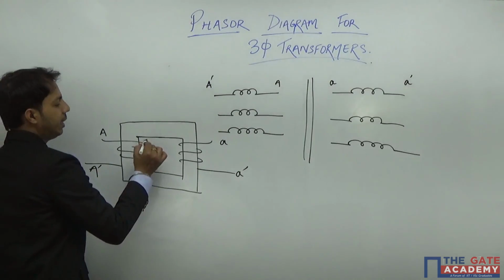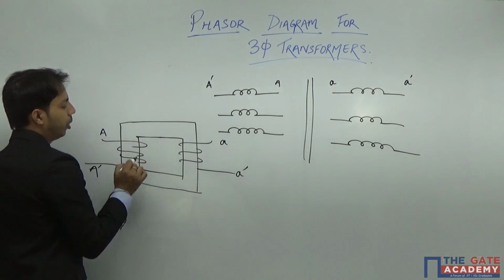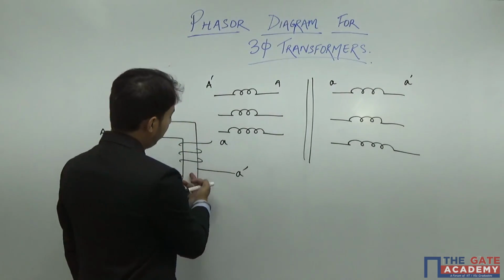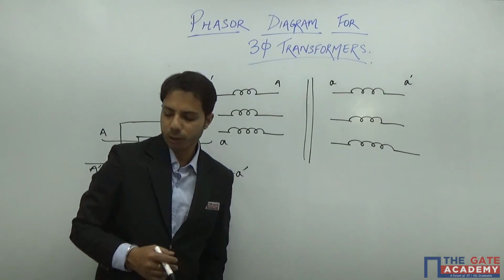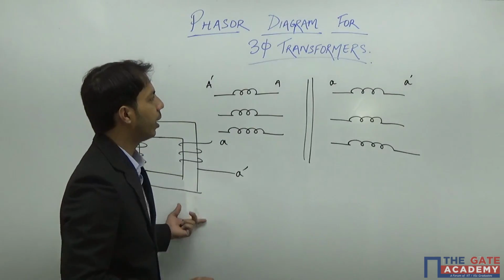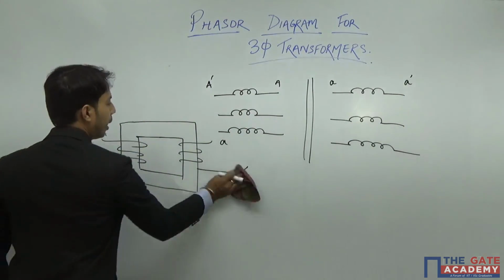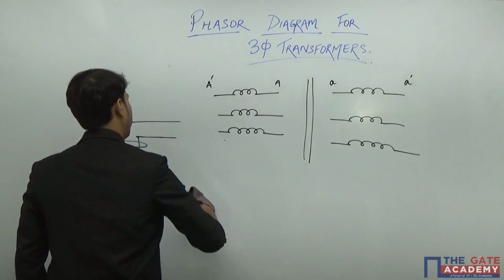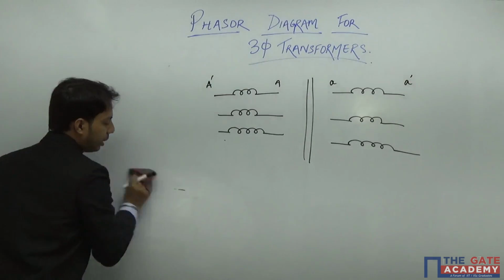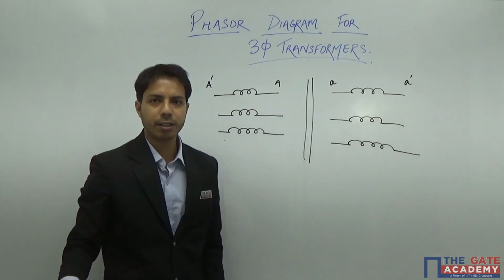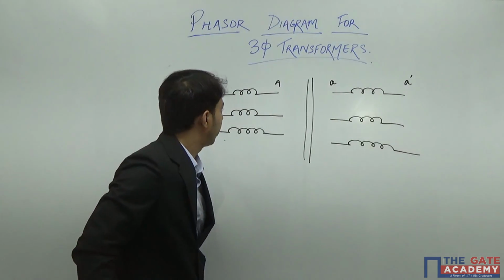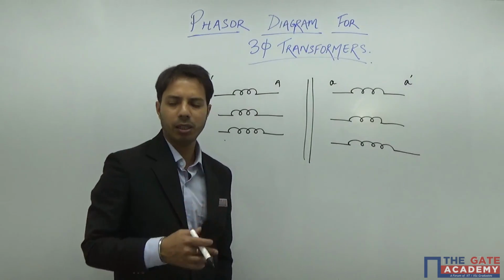So the EMF which is induced, as we all know, will be induced in both primary windings and secondary windings. Now what we are going to see is what will be the phase difference between the primary and secondary in a three-phase transformer. The connections which are possible in this three-phase transformer, as we have seen, are delta-star, delta-delta, star-star, and star-delta. So let us take an example and see.